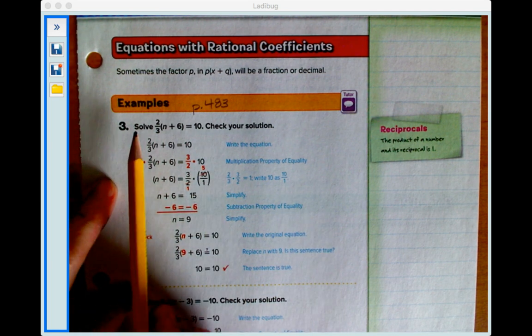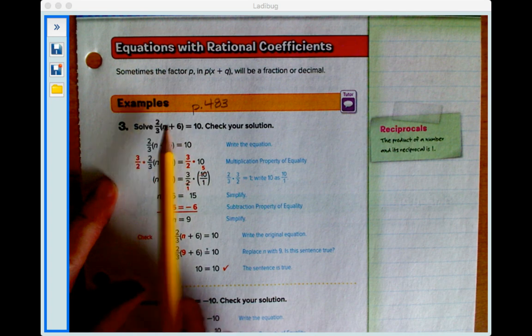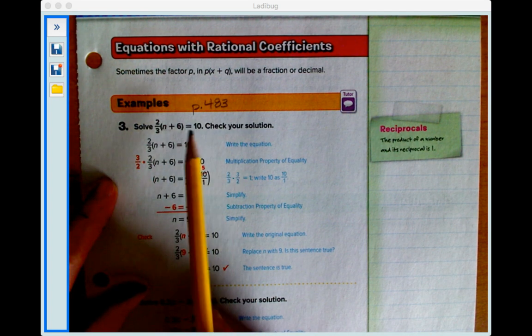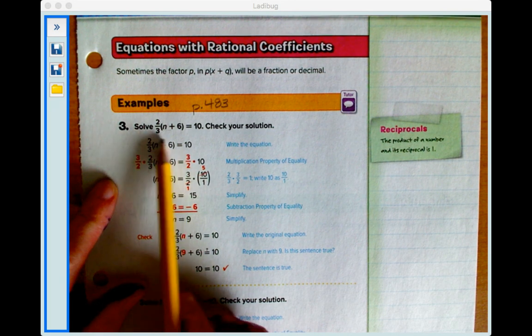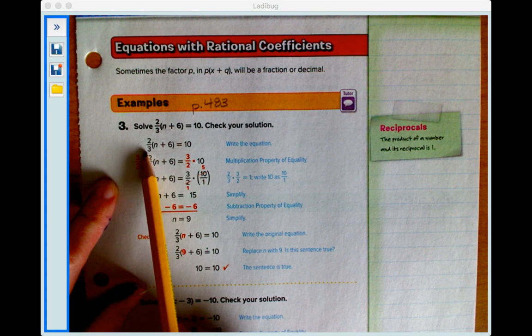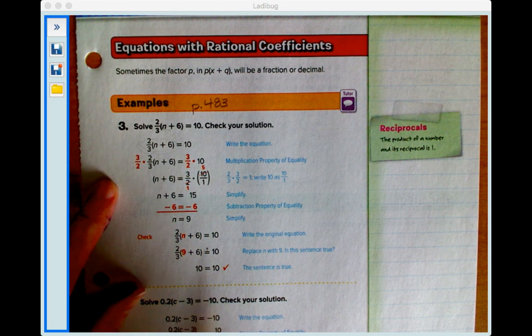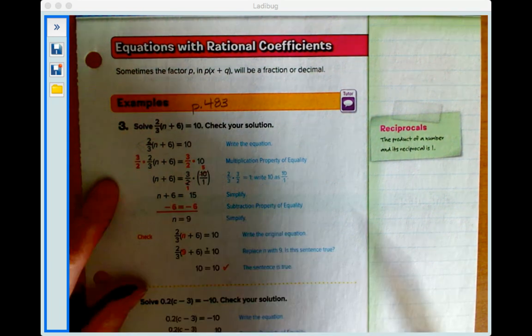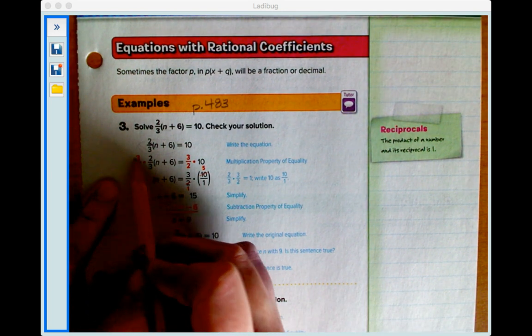So, solve 2 over 3 n plus 6 equals 10. Just like you see right here, you gotta get rid of the grouping. So if this is really 2 over 3 times n plus 6, the thing is, it's a division sign. So you still need to times to get rid of it.